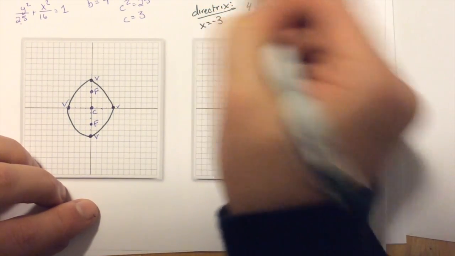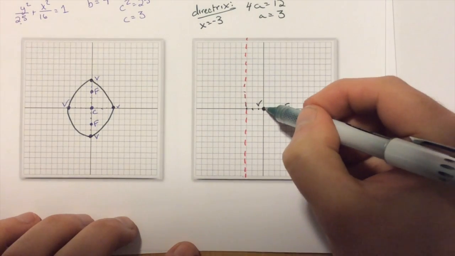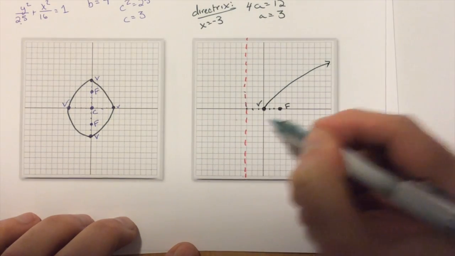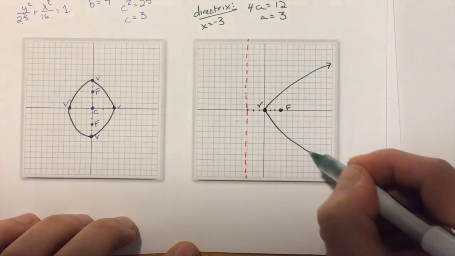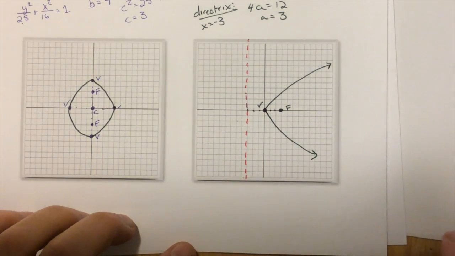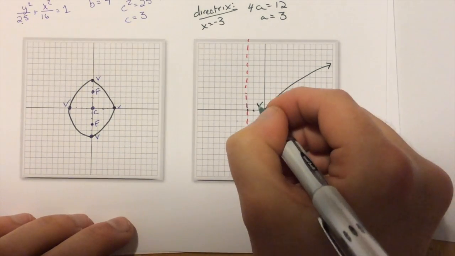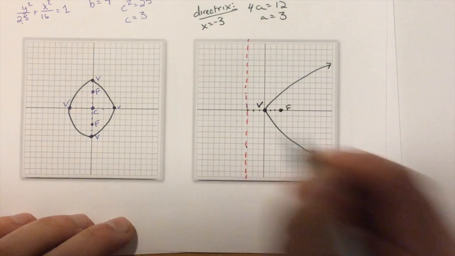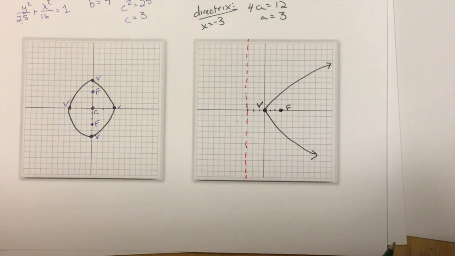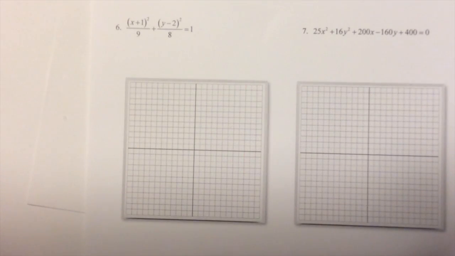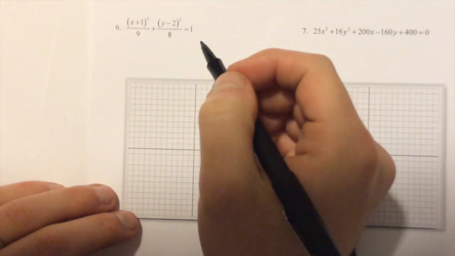X equals -3. Now, since I'm just asking you to sketch the graph simply, let me just graph it simply. There's my vertex, there's my focus, there's my directrix. Done and done. So looking at the second page of problems, let's start with number 6.